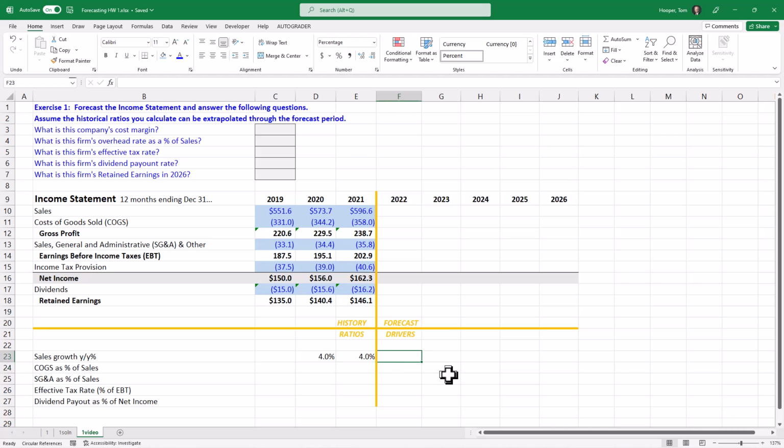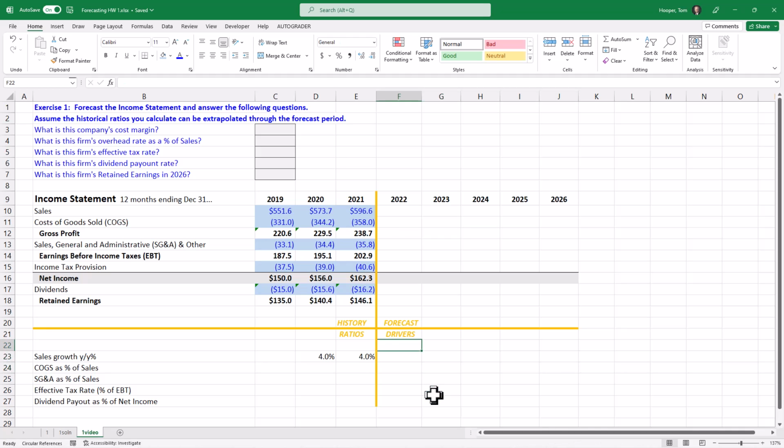So my drivers going forward, if sales growth has been 4% for all the history that I have, I could assume it's going to be 4% for the next 5 years. And the problem tells me I can assume that. I could type in a 4% on each one. Or I could do some kind of math. If these weren't the same, we could talk about different ways to average them or trend them or what have you.